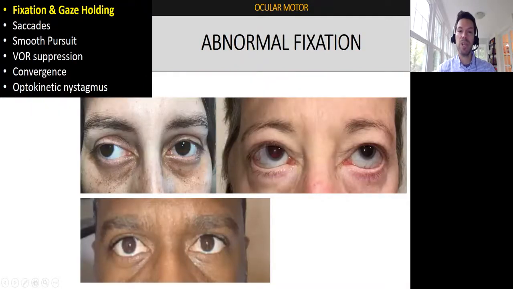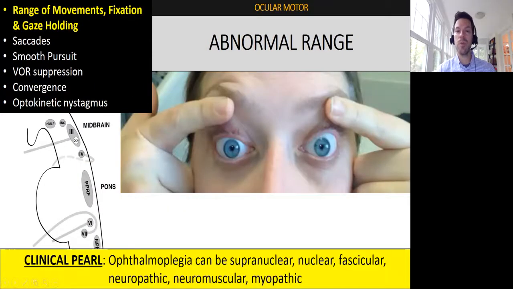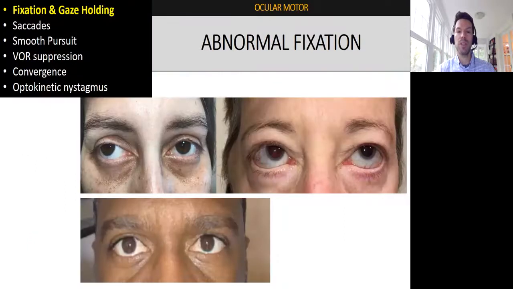And the reason that you care about the range of eye movements is because the range of eye movements, if it's limited, is really going to affect your ability to evaluate the other classes of eye movements and perform a complete, easy to interpret vestibular exam.